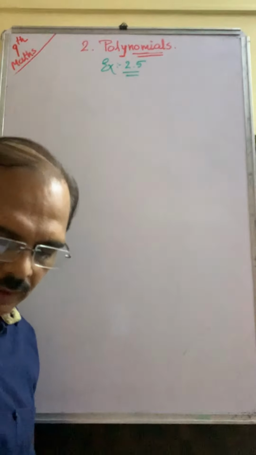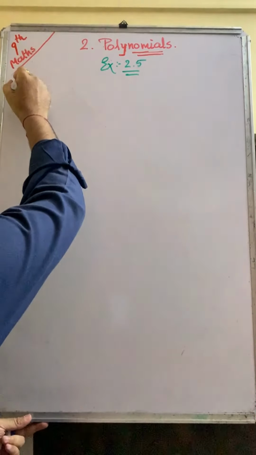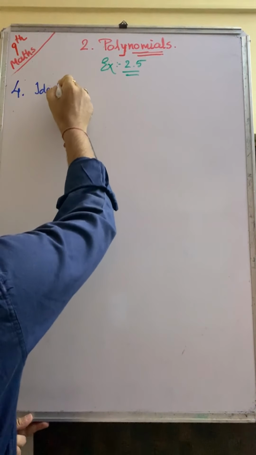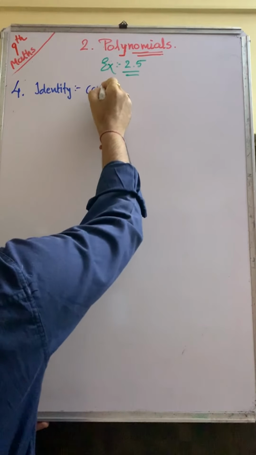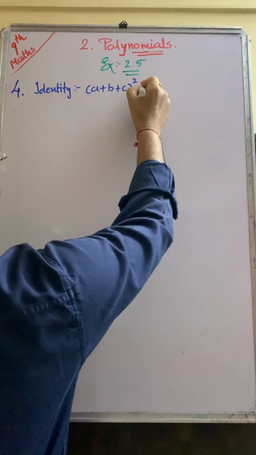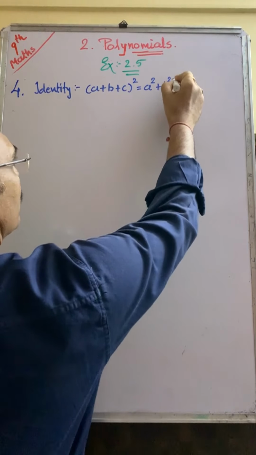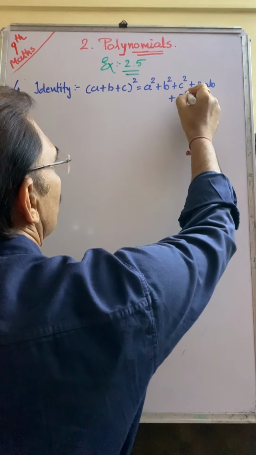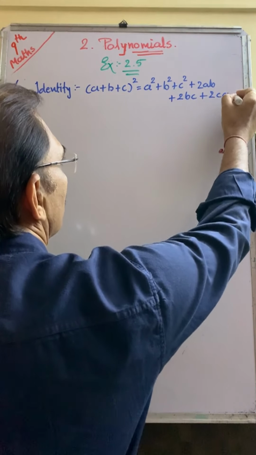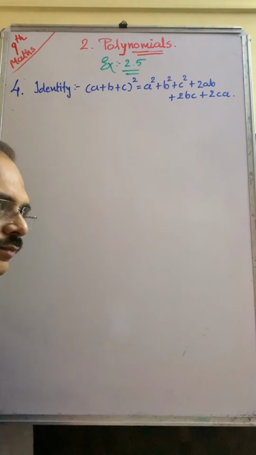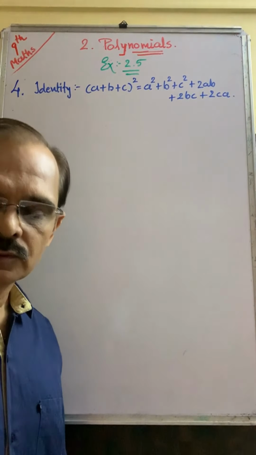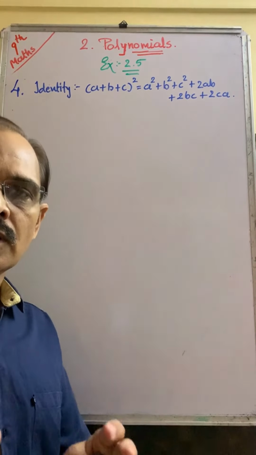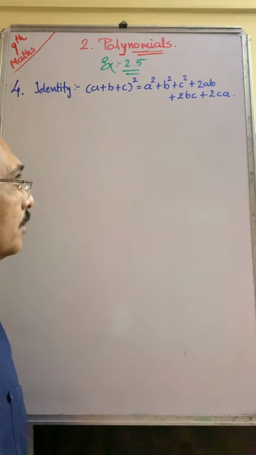See, first we write the identity. Question number 4, identity is a plus b plus c the whole square equals a square plus b square plus c square plus 2ab plus 2bc plus 2ca. See, which sign we have to apply. Particularly when there is a negative sign, minus sign, at that time you have to be alert.